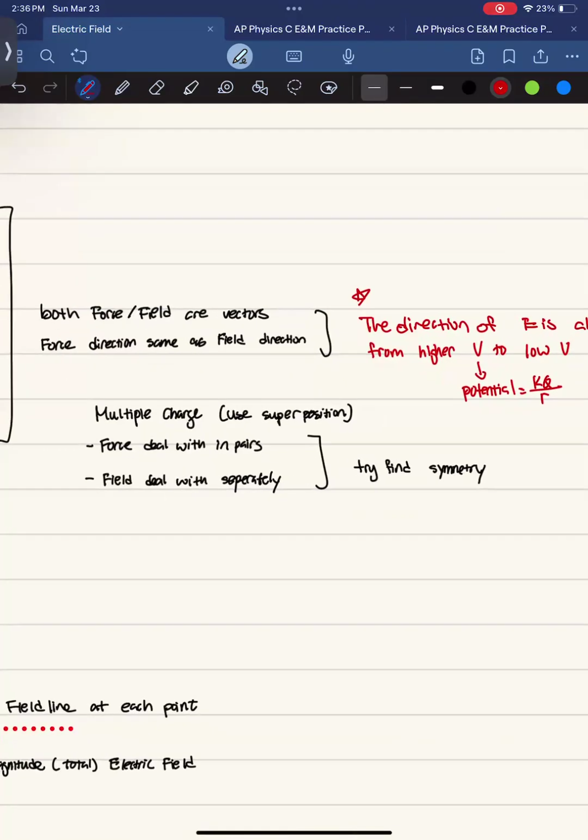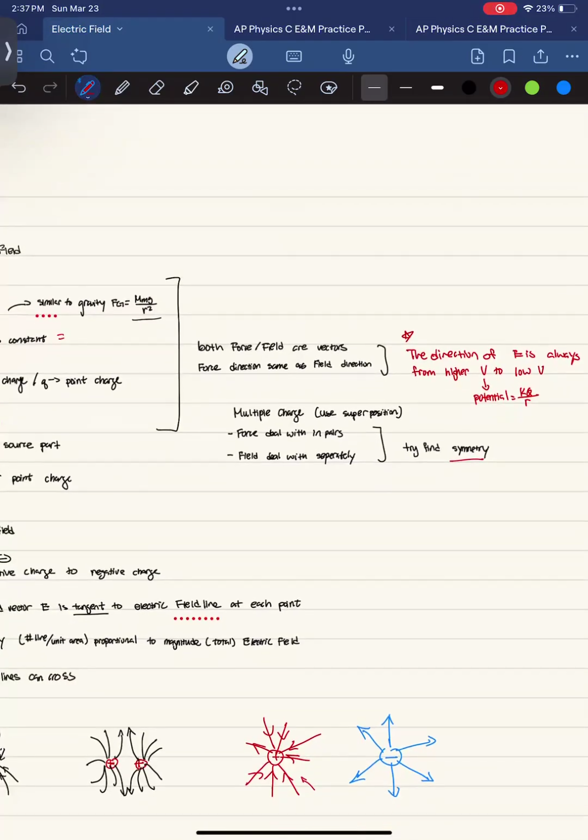So for multiple charges, what I mean is that if there's one source charge, big Q, but there are multiple point charges, then we will use superposition. Some key concepts to remember: if you're trying to find the electric force of the system, then you will deal with it in pairs, so pairs of forces. And if you want to find the electric fields of the system, you will deal with each point charge separately. And just a little tip: always try to find symmetry in the system or in the shape. It will help and simplify the problem a lot.